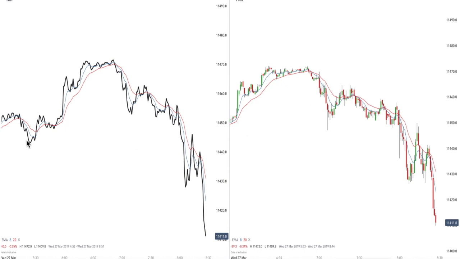Okay, so this chart starts here at 5 a.m. This chart starts here at about 6 a.m., and we've got the price action from 6 a.m. through to 8:30 a.m., which is where we are now. And the DAX opens at 8 o'clock UK time. So this is 8 o'clock here on the line chart, and this is 8 o'clock here on the candlestick chart.